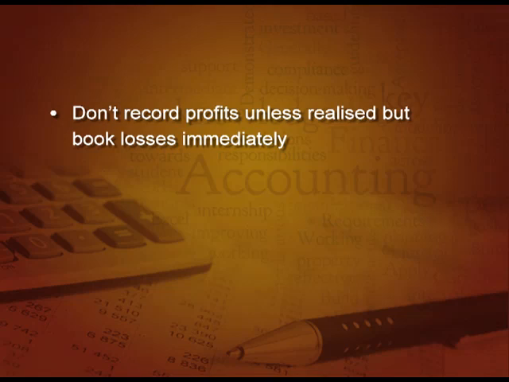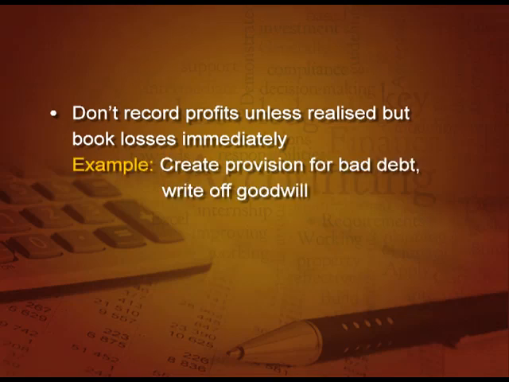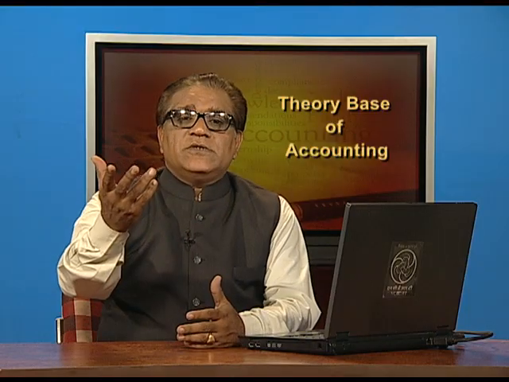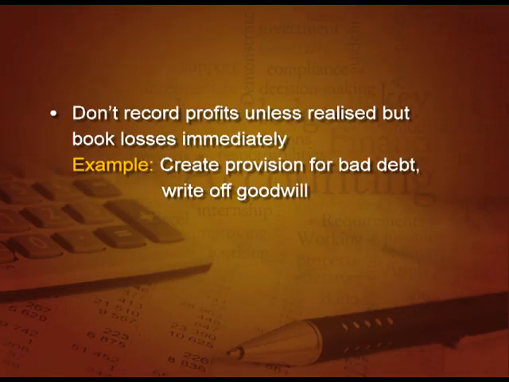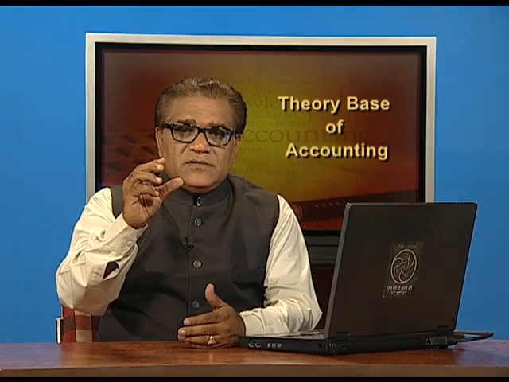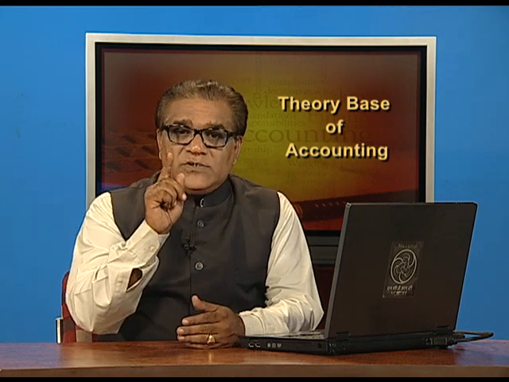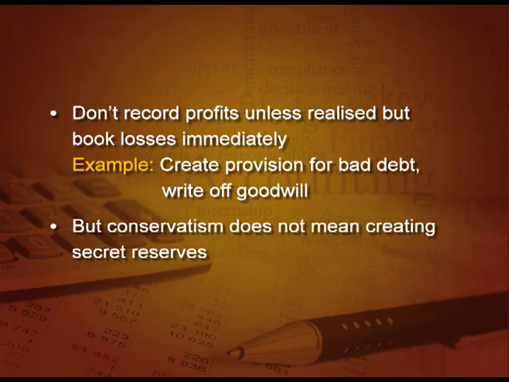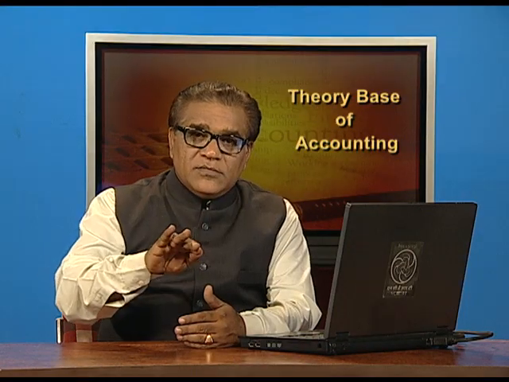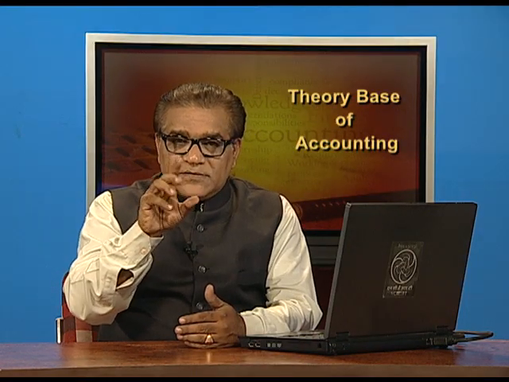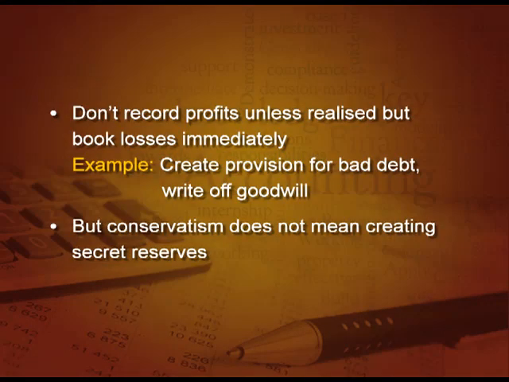So, we do not record profit unless realized, but book our losses immediately. For example, we create provision for bad debt, that is for those persons who will not pay, and we write off the goodwill. Goodwill is written off, that is shown as an expense. But please note, conservatism does not mean you create secret reserves, that is show more expenses or less income and create secret reserves. This is prohibited, as this is against the law.